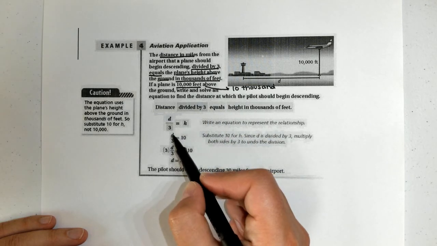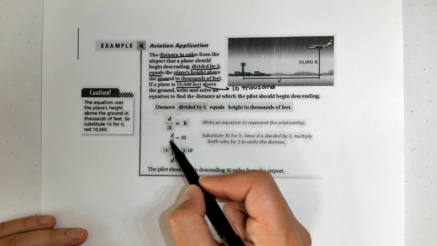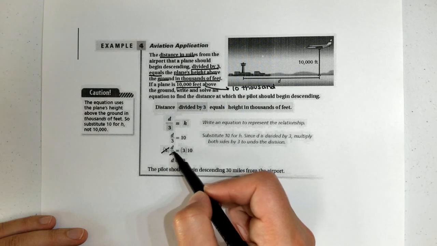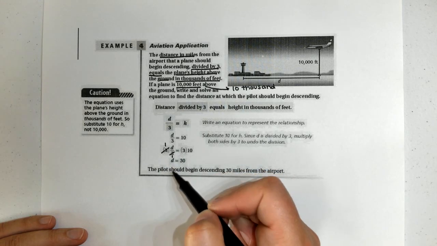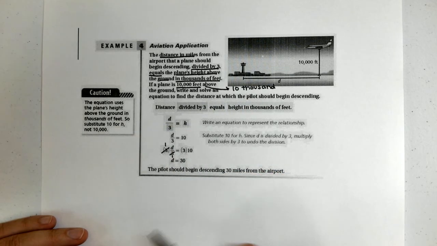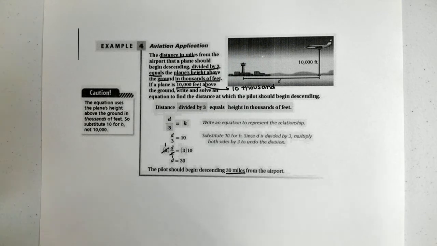So now I have this equation, D divided by 3 equals 10. To get rid of this divided by 3, I multiply both sides by 3. This cancels and simplifies to 1, and I'm left with D. 3 times 10, 30. So the pilot should begin descending at 30 miles from the airport.